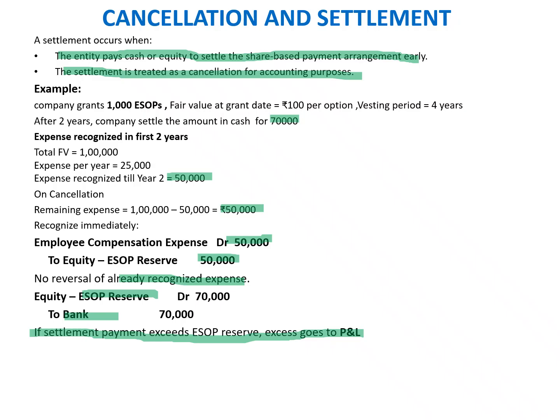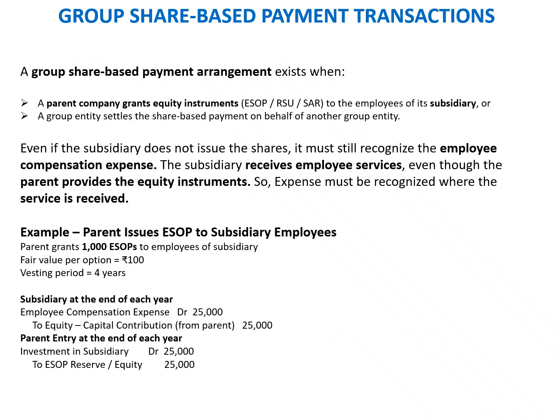So we'll move to the next slide. Now we'll talk about the group share-based payment transaction. When we talk about a group share-based transaction, it largely means a parent company grants equity instruments like ESOP, RSU, and SAR to the employees of its subsidiary, or a group entity settles the share-based payment on behalf of another group entity.